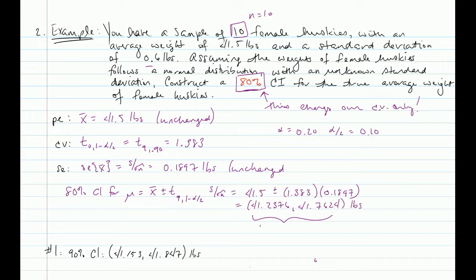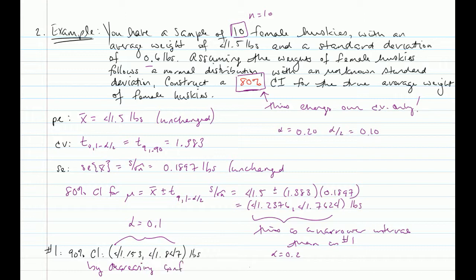So we see here that this is a narrower interval than in 1. Over here, this is our confidence interval. This is at 90%, so alpha equals 0.1. Here, alpha equals 0.2. By increasing alpha, or by decreasing our confidence level, we decrease the width, all other things equal.